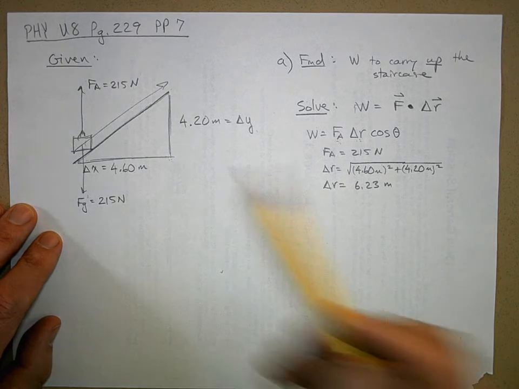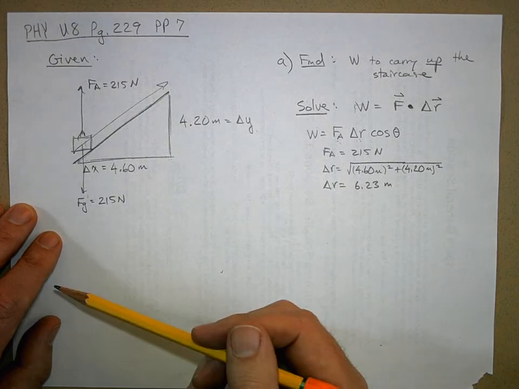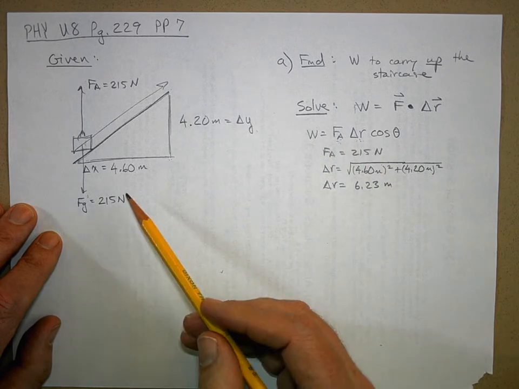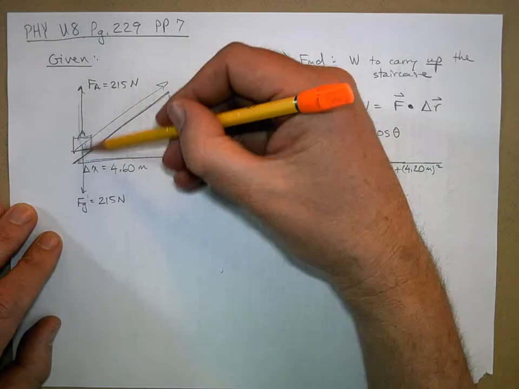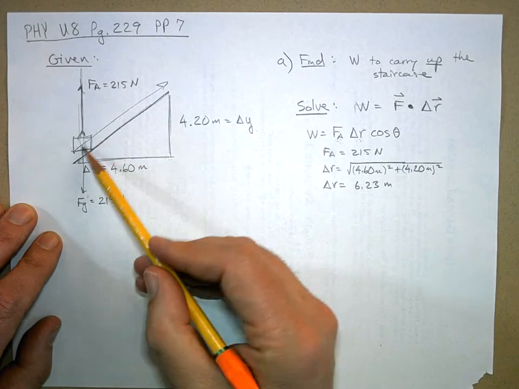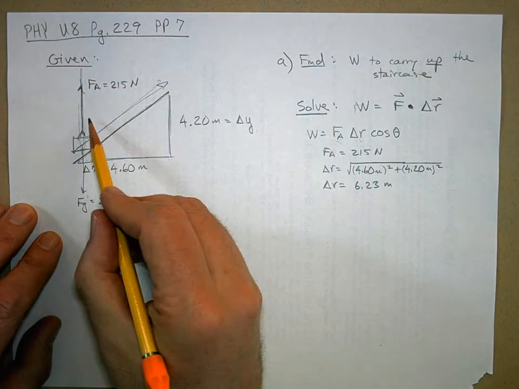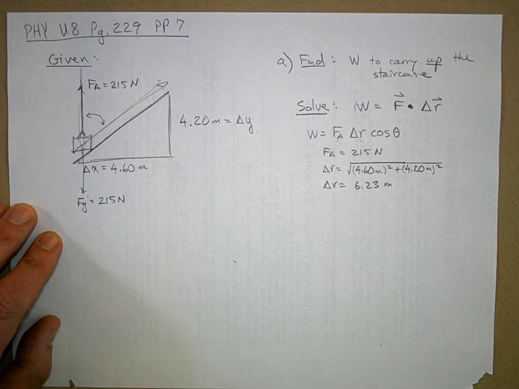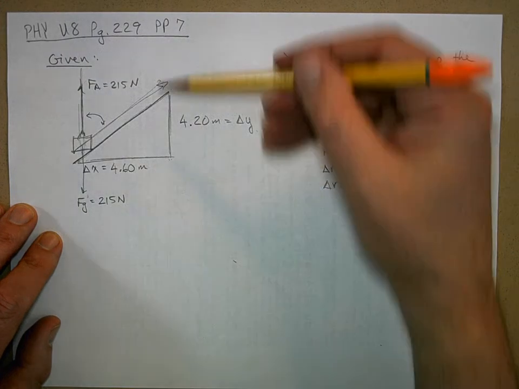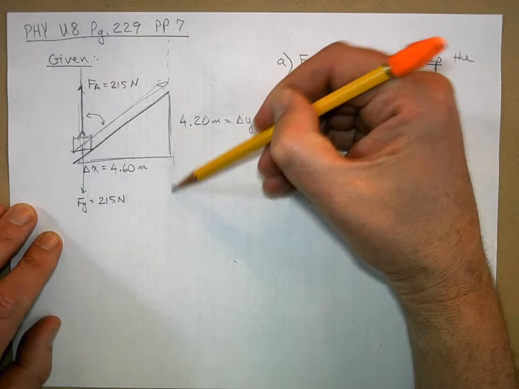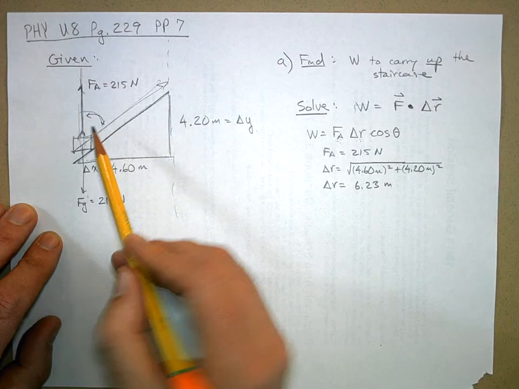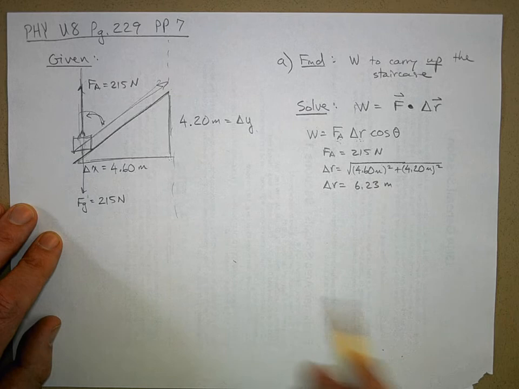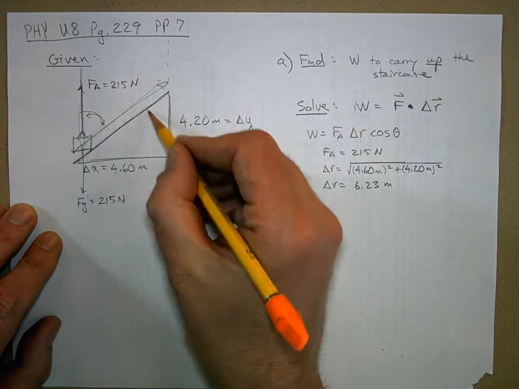Now, the tricky thing is to figure out the angle between the force and the displacement. Well, look at the picture. Here's the force, and here's the displacement. I want this angle right here. Well, that angle, if you think about it, look at the triangle here. This angle, alternate interior angles are equal. We have two parallel lines and a line crossing them. So this angle is equal to this angle.